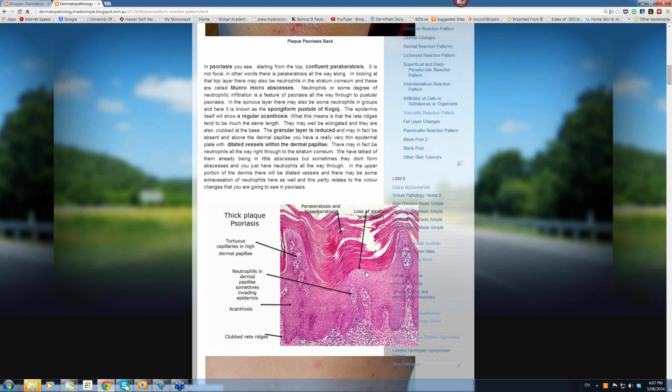Now, in psoriasis, the granular layer is reduced, so sometimes it's absent. So you've got that thickened area of parakeratosis, but no granular layer there, no blue cells at the granular layer. You've got a lot of dilated vessels in these dermal papillae as well. And those are the main things that we're seeing: the hyperkeratosis, the confluent parakeratosis, acanthosis, big club-shaped rete ridges that often go quite deep as well, and dermal papillae that come up high into the epidermis itself.